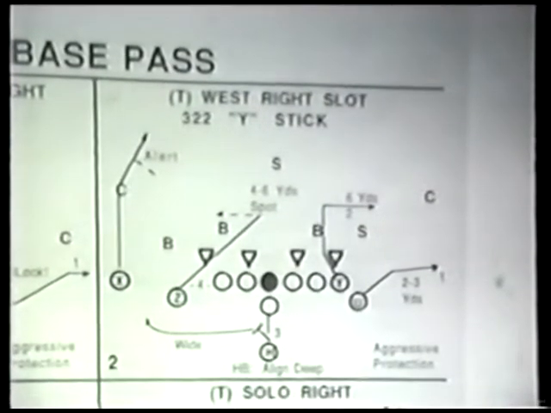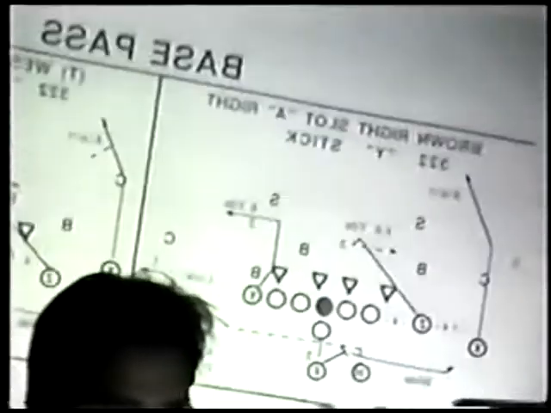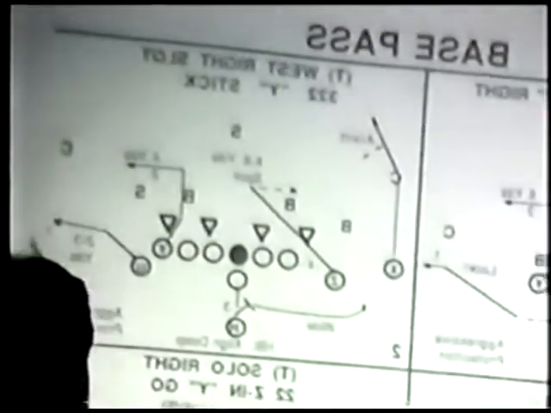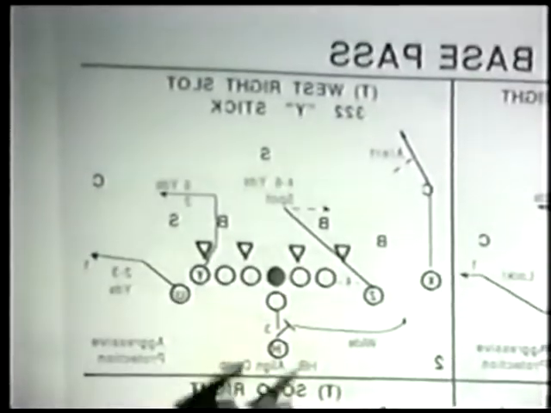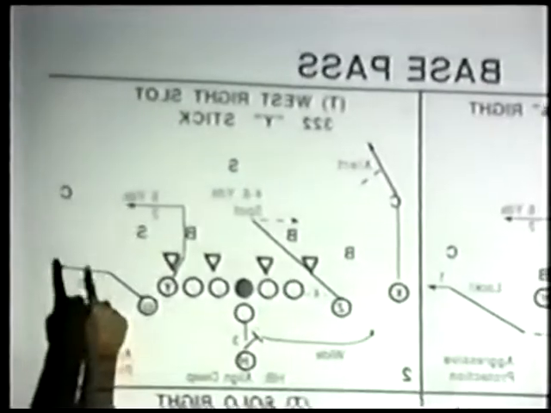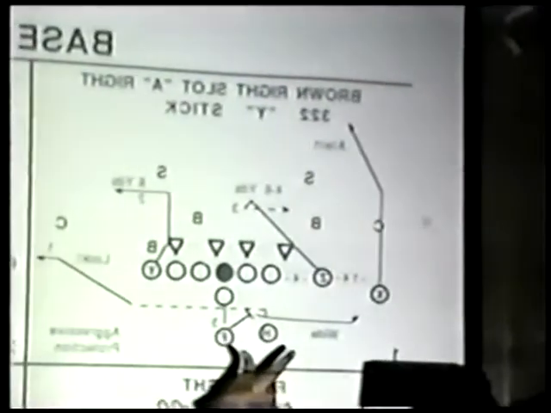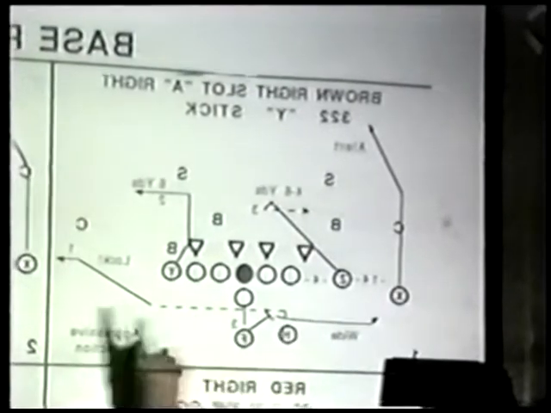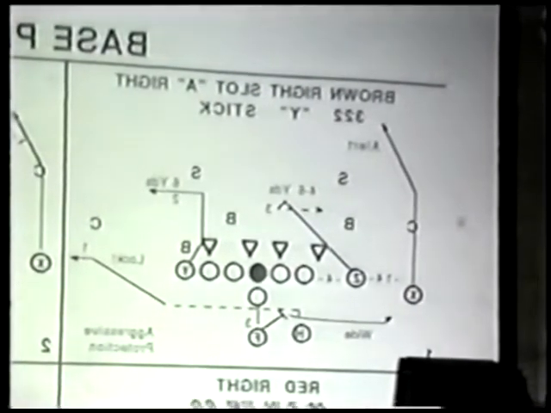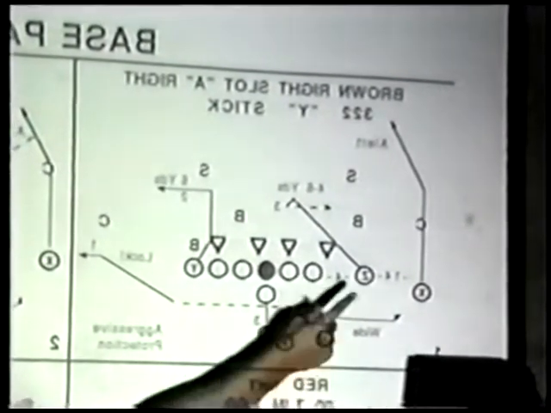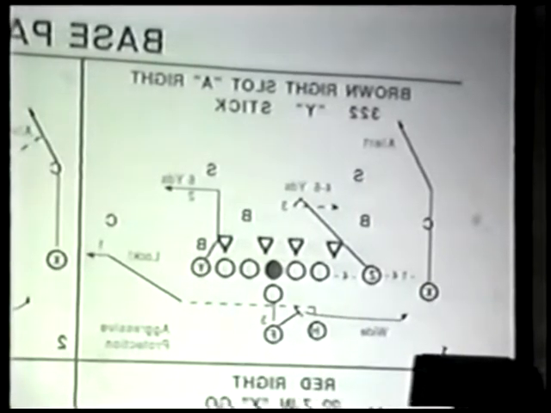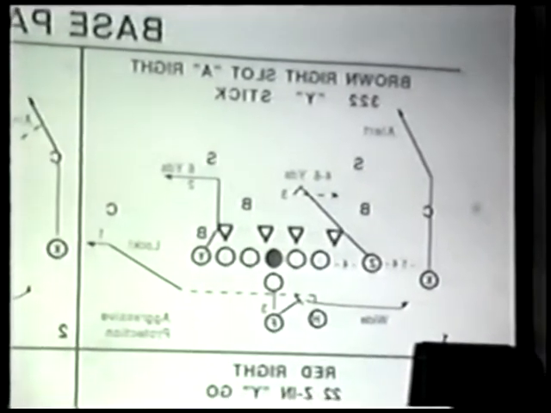Now, of course, we can flip these plays over and run 323Y stick. All right? West left slot right here. West left slot, 323Y stick. Progression 1, 2, 3, 4. Okay? Call this play, Pat. Okay? Round left slot, C left, 323 left there. Okay, good. Round left slot, C left, 323Y stick. Say it, Z. Round left slot, C left, 323 left stick.